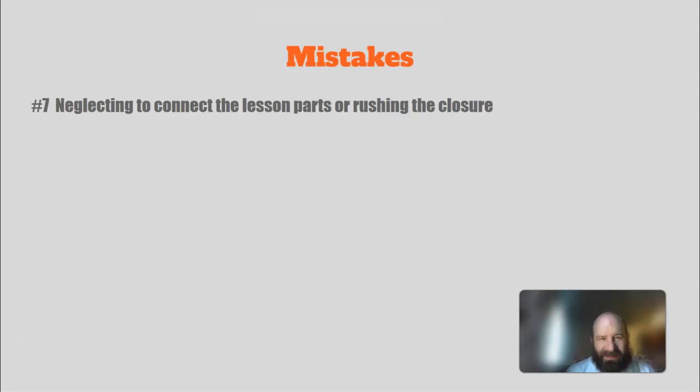Number 7, neglecting to connect the lessons or parts, or rushing the closure. So this is tying it up at the end of class. You need to tie it up in a pretty little bow. They might have unclear things, and this is just one way to make sure that we clear those all up before they leave for the day, right?